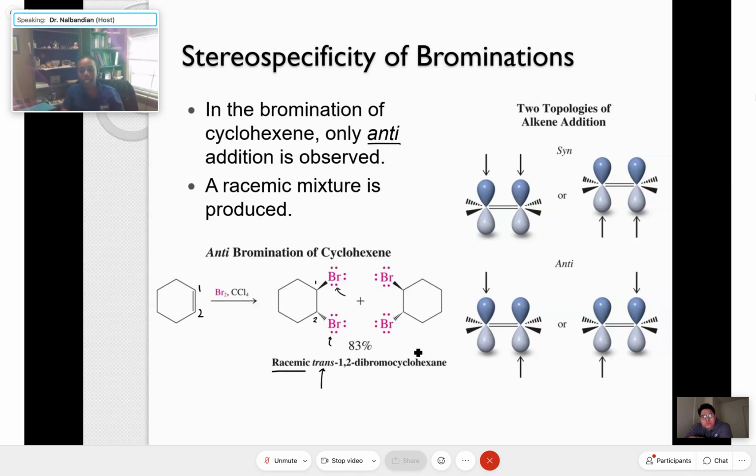So remember for this second one here, pancake flip it over so that you can see how the molecule is the opposite configuration. But look at how the bromines are added in. One is added above and one is added below.